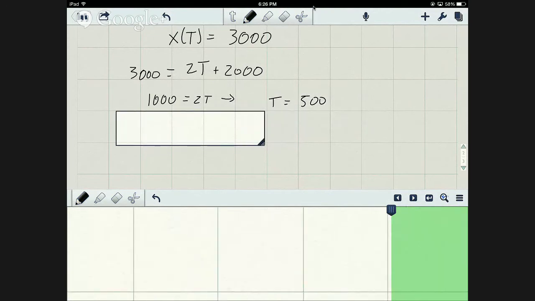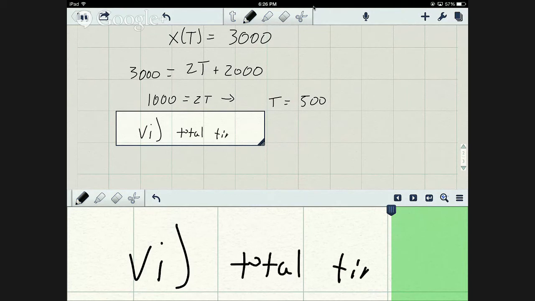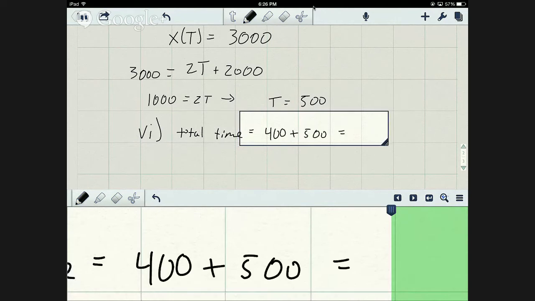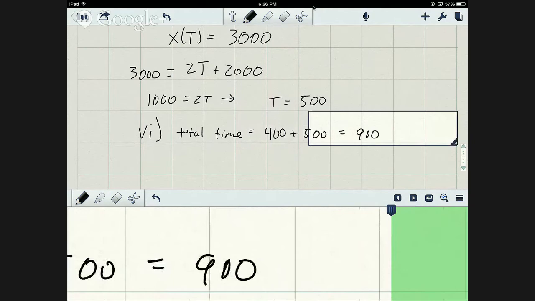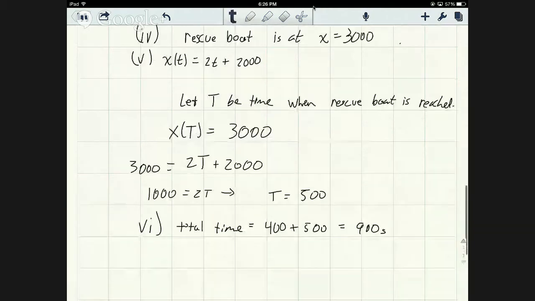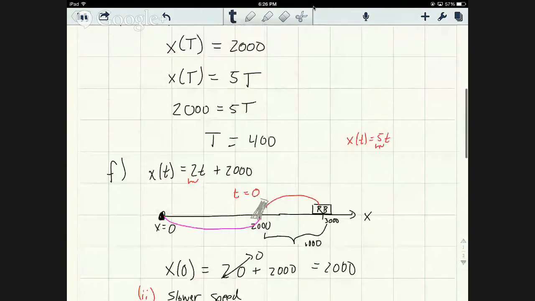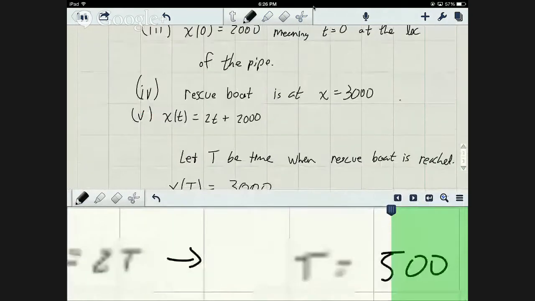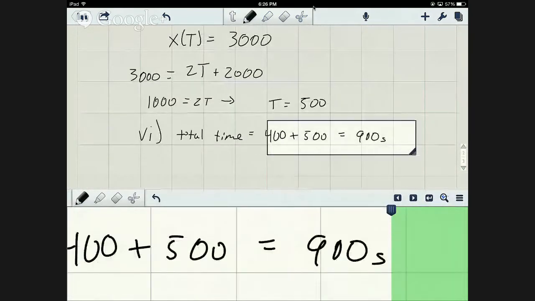All right, so this is the last part. I think this is part 6, right? Total time is the sum of those two times, which is 400 plus 500, which is equal to 900 seconds. So the boat was only out there for a few minutes, right? I'm just checking the values. Yes, we did get 400 for the first time, 500 for the second time. So the total trip was 900 seconds.